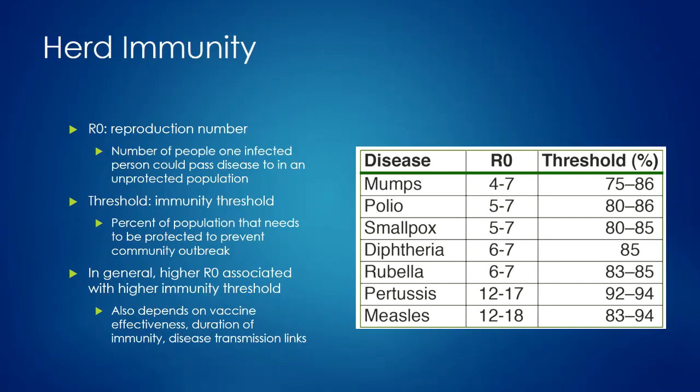And you can see here that in general, as the R0, or the reproduction number, increases, so does the percentage of the population that we need to immunize in order to reach herd immunity. So once we get up to pertussis and measles, which are pretty easily transmissible, we need closer to 90% coverage to achieve herd immunity in a population.